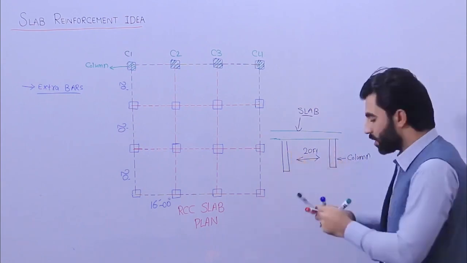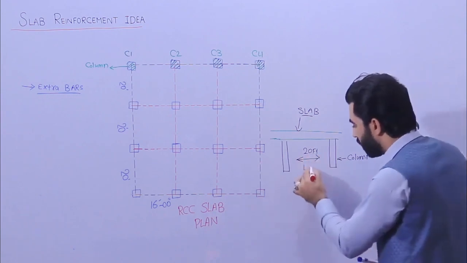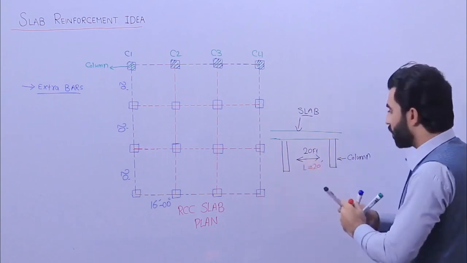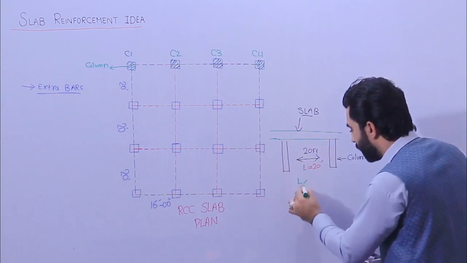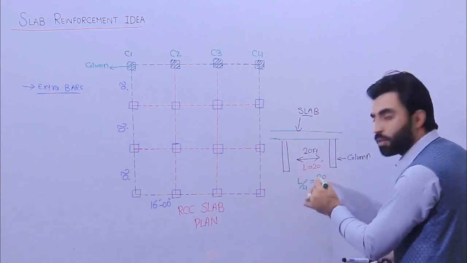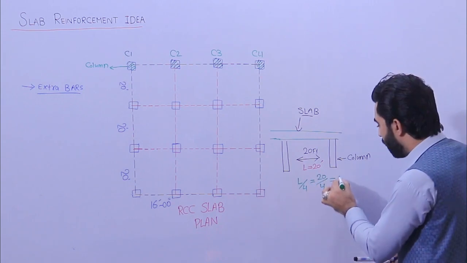So here at the distance of L by 4, what is L by 4? So 20 is the total length, which is 20 feet. So at L by 4 we have negative bending moment. L by 4 means L divided by 4. It means the span between two columns, which is 20 feet. So 20 feet should be divided by 4. So we now have 5 feet.